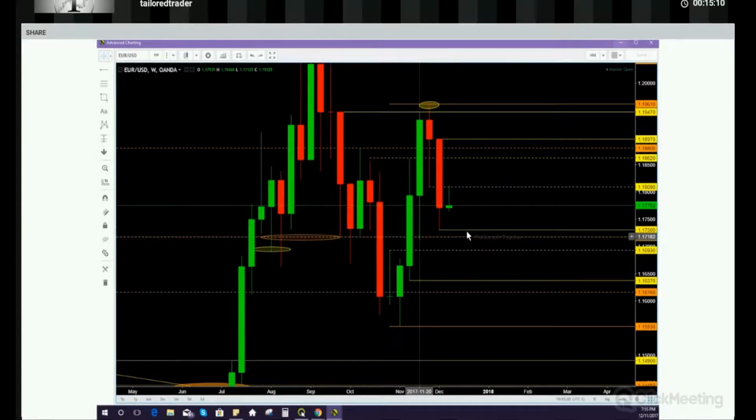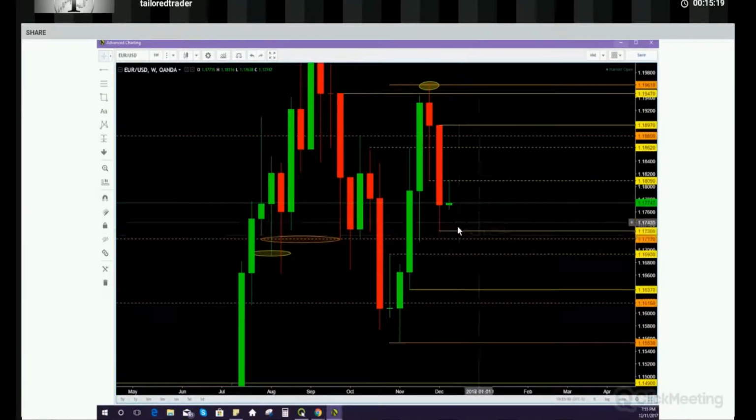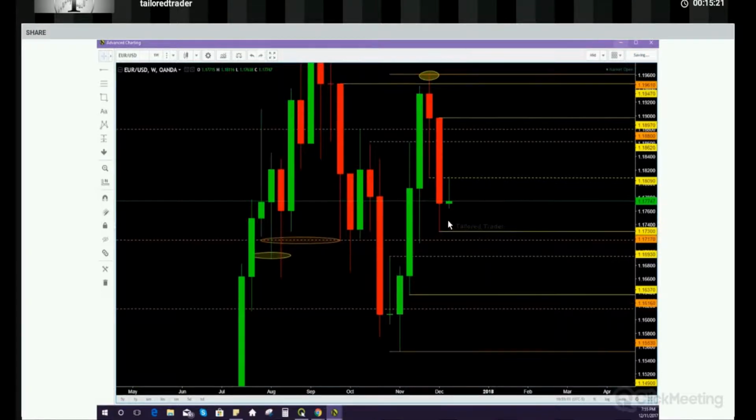So again, there's a couple of support zones that I'm looking at right here, potentially. Not sure if there's going to be a bounce trade off this or not. Can't really make a call about a long anywhere down here. If we do break these levels, we're probably going to be looking at lower prices in the Euro.